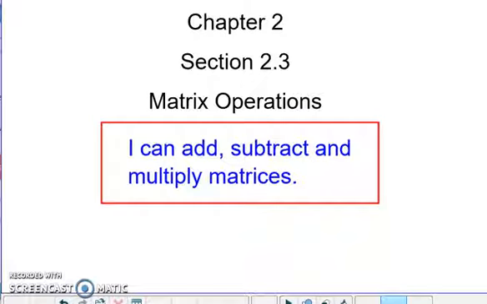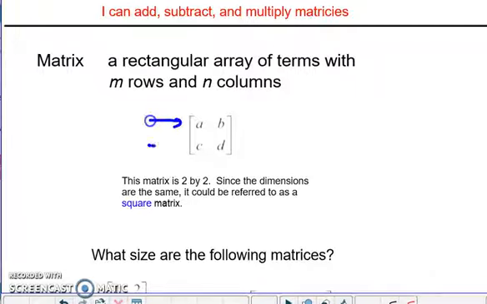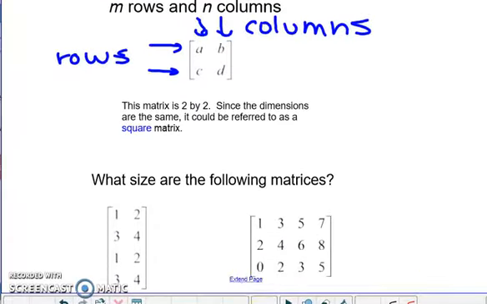Hi, this is Miss Jensen, and today we are going to talk about matrix operations: adding, subtracting, and multiplying matrices. So matrices have dimensions, rows and columns. If I look at this matrix here, it has 2 rows and it has 2 columns. This one is considered a square matrix because it's a 2 by 2. The dimensions are the same, it looks like a square.